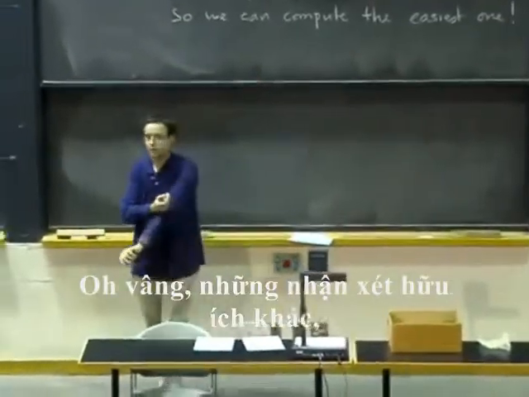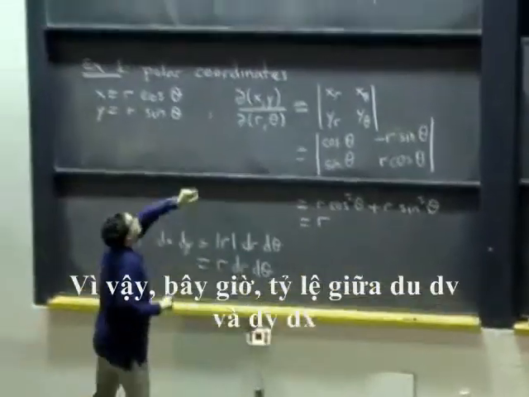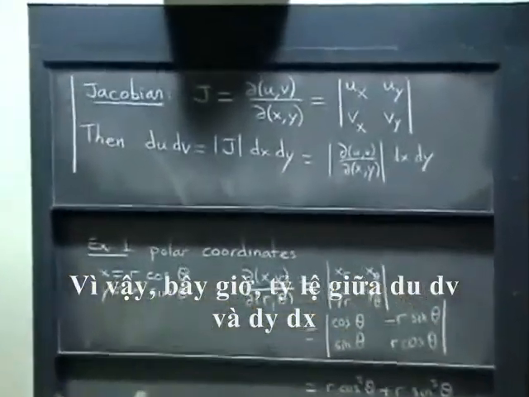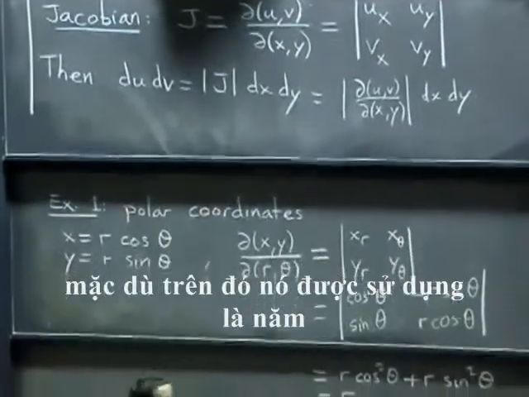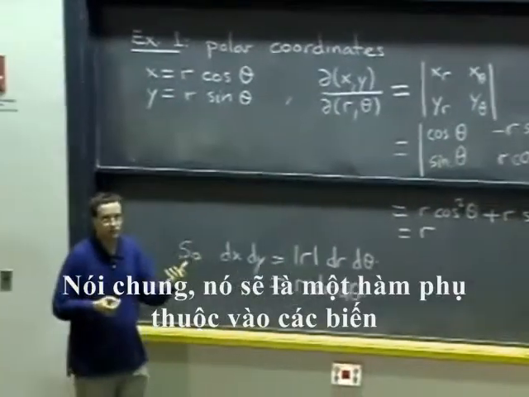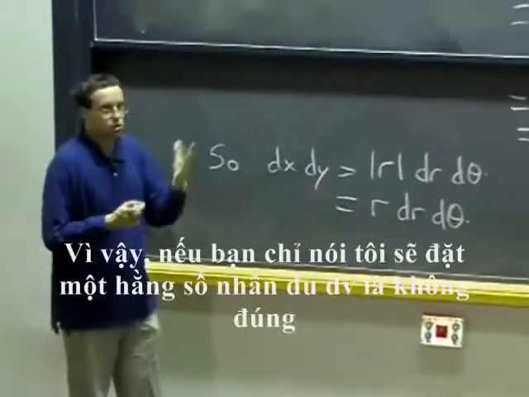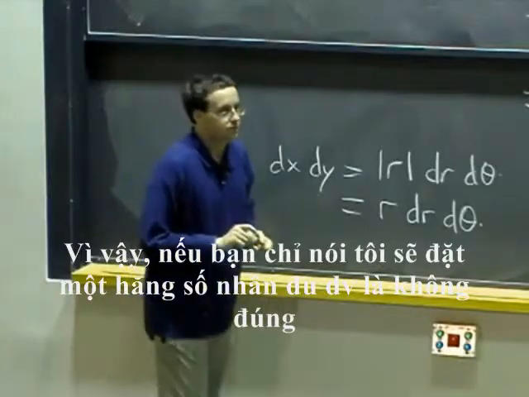Oh yeah, the other useful remark. I mentioned it, but let me emphasize again. Now the ratio between du dv and dx dy is not a constant anymore. Over there it used to be 5, but now it's become r or anything. In general it will be a function that depends on the variables. So it's not true that you can just say, oh, I'll put a constant times du dv.